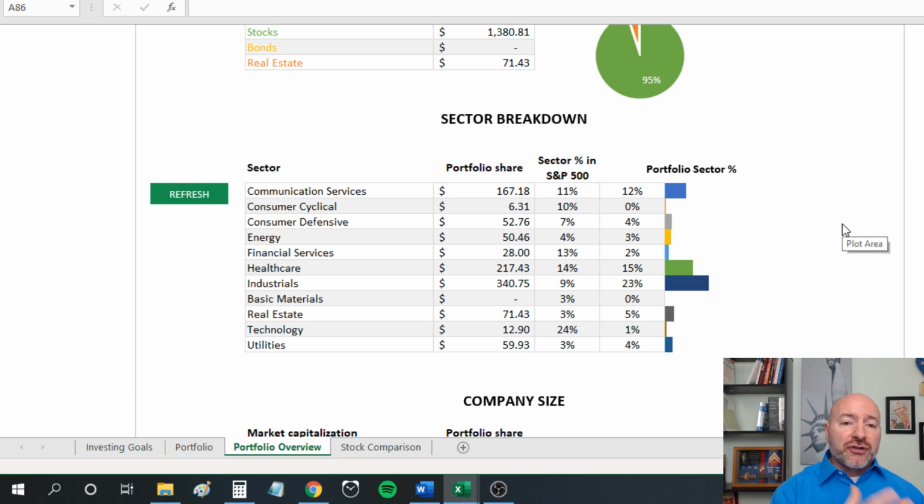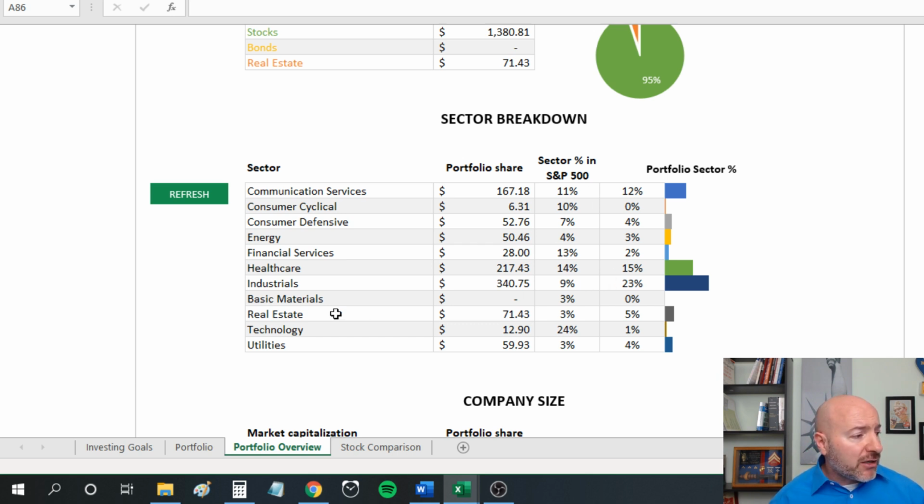So it's going to take all the sectors of your stocks and show them to you here, compared to what's in the S&P 500, so the market weight of those sectors. It's just another really great way to see how diversified you are, and what sectors are maybe a little bit risky for you because you've got so much in that sector.